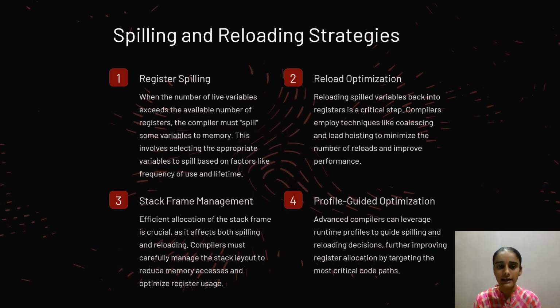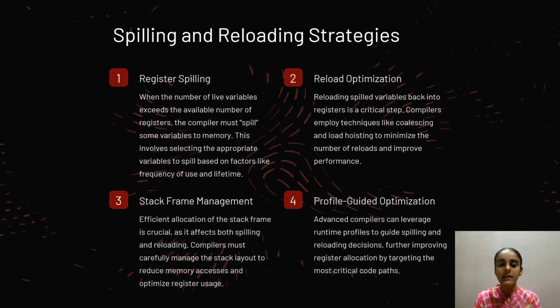Spilling and reloading strategies. Register spilling. When the number of live variables exceeds the available number of registers, the compiler must spill some variables to memory. This involves selecting appropriate variables to spill based on factors like frequency of use and lifetime. Reload optimization. Reloading spilled variables back into registers is a crucial step. Compilers employ techniques like coalescing and load hoisting to minimize the number of reloads and improve performance.